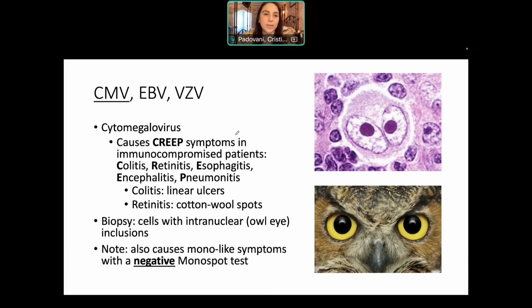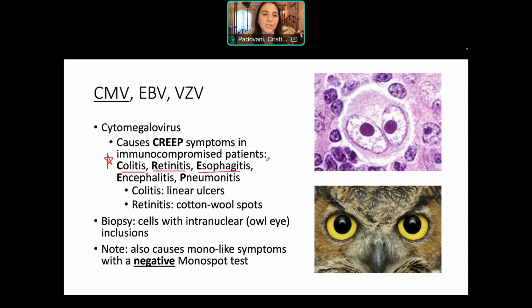All right, so let's start with CMV, EBV, VZV. So for CMV, this is cytomegalovirus. The symptoms for CMV are CREEP symptoms. So this is colitis, retinitis, esophagitis, encephalitis, and pneumonitis. I think of CMV as basically causing big things. It likes to infect the big organs, really. It likes to infect the colon, the eyes, the esophagus. I guess these aren't really big organs, but these are the main ones I see. Colitis, retinitis, esophagitis is what CMV likes to infect.